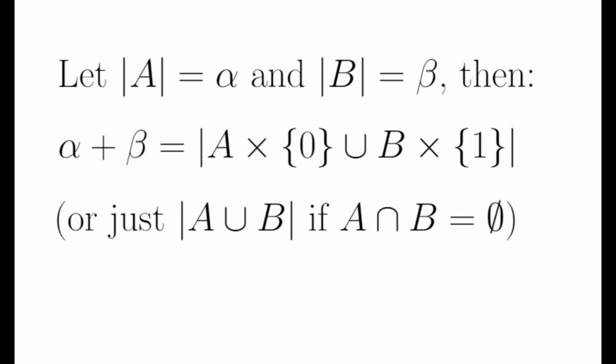To ensure this, we'll do a trick. We will cross the elements of A with 0 and cross the elements of B with 1. And we'll take the union of A cross 0 and B cross 1. This will ensure that the intersection is indeed empty.